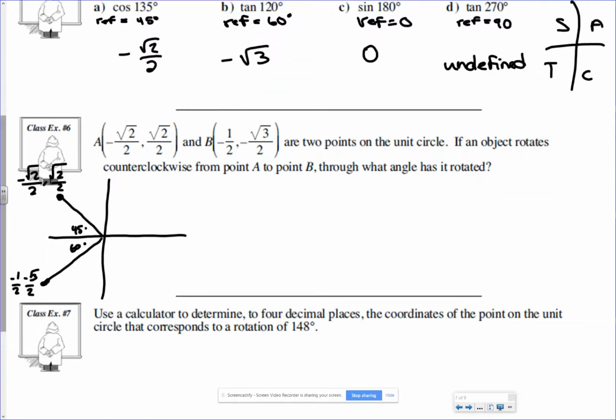So now it says if the object rotates counterclockwise, so I'm rotating counterclockwise from point A to point B, what angle has it rotated? So I'd have 45 plus 60, and that would give me 105 as my angle.